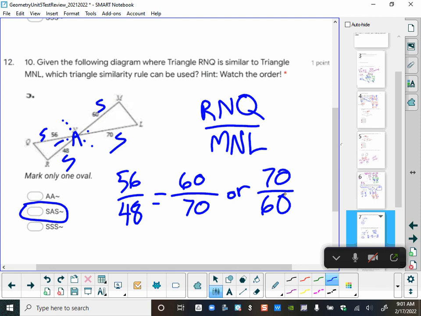Where's your agenda? Who can tell us? Is it 60 over 70 or 70 over 60? 70 over 60, yes. Good. Okay.